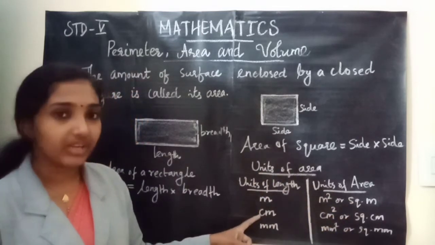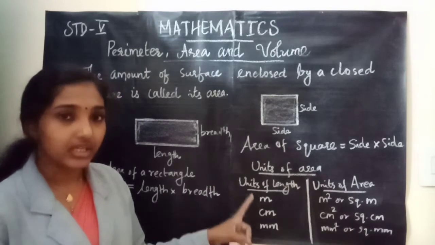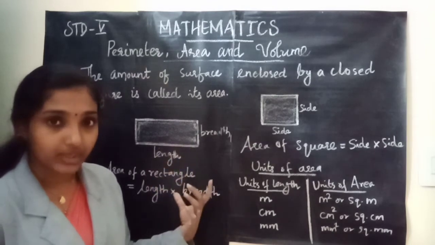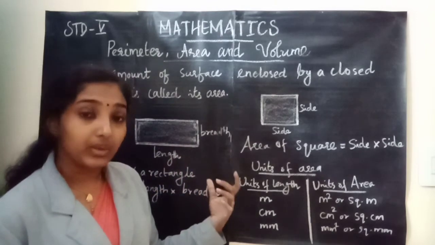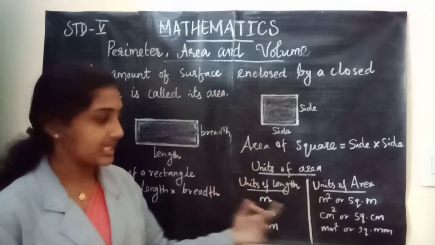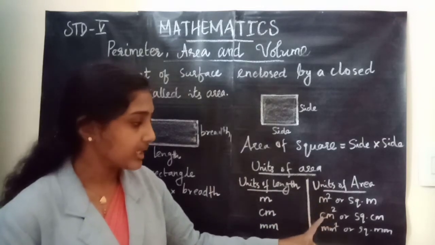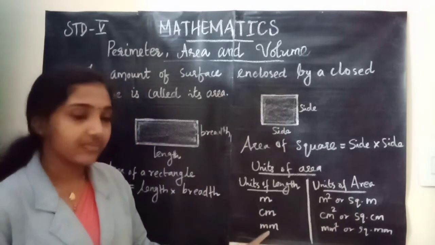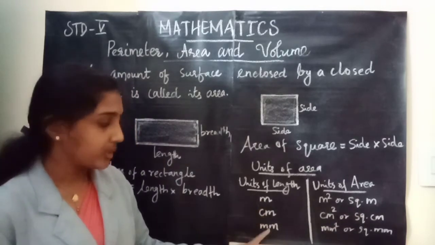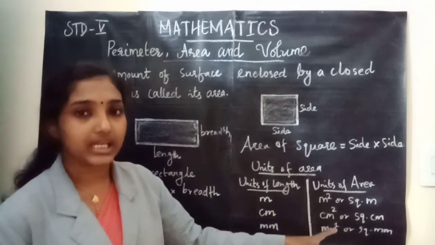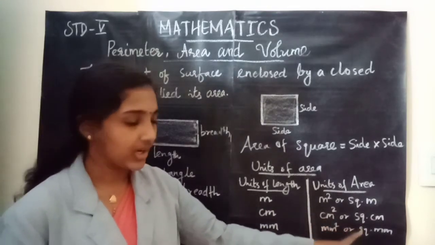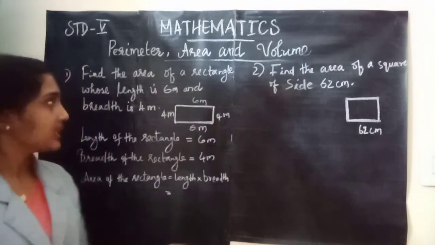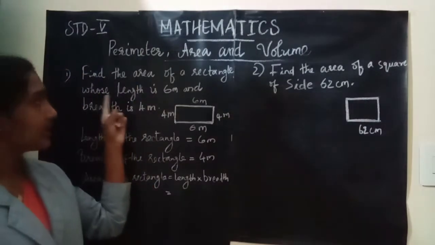And if the length of the rectangle is given in centimeter and also the breadth is given in centimeter, the area of this rectangle will be expressed in the units centimeter square or square centimeter. And if the unit of the length is millimeter, its area will be millimeter square or square millimeter.